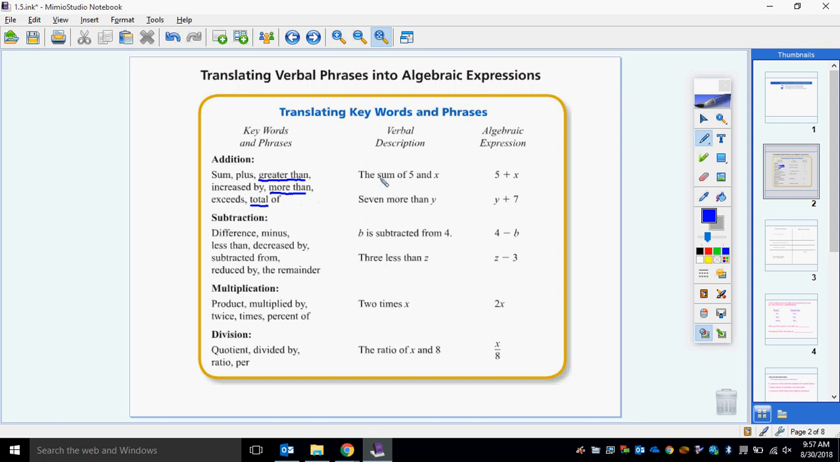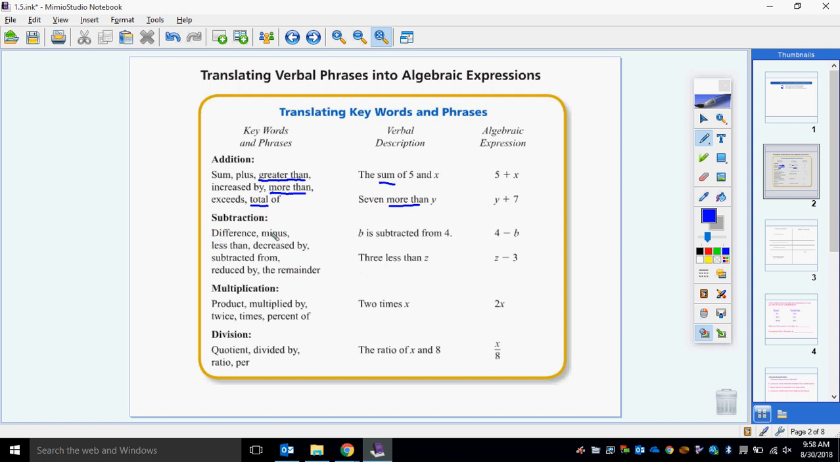So here's an example of a verbal phrase: the sum of 5 and x. If you were asked to put that into an algebraic expression, you know that sum means addition. So you're taking 5 and x and adding them together. You could write it as 5 plus x or x plus 5. 7 more than y: more than is the key word there, just like sum was. So that'd be y plus 7.